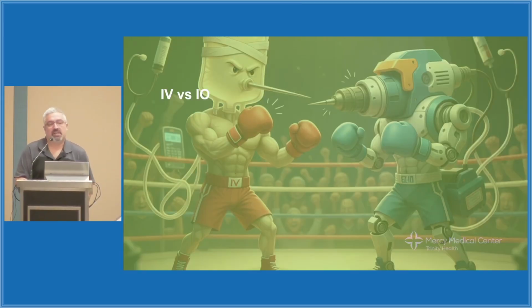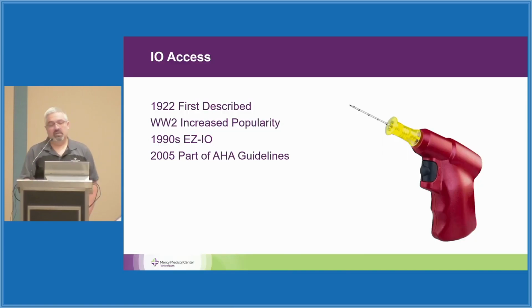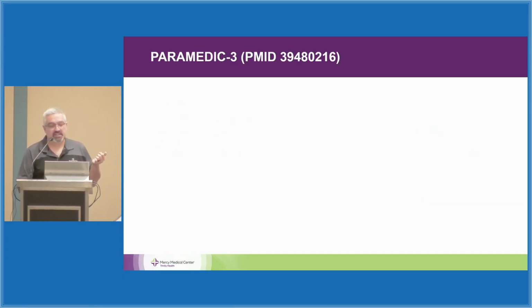So another study that you didn't know we needed: IV versus IO. IO access was actually invented in the 20s, and it became popularized during World War II for resuscitation of trauma patients. It was repopularized in the 90s with the advent of the EZ-IO, and then it's really exploded since 2005 when it became part of the AHA guidelines for ACLS.